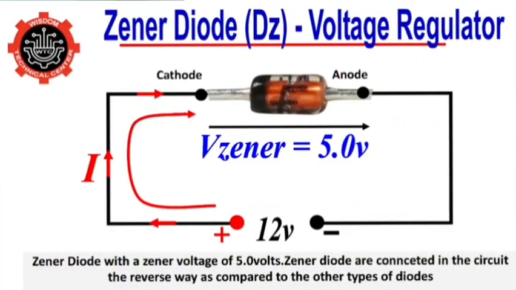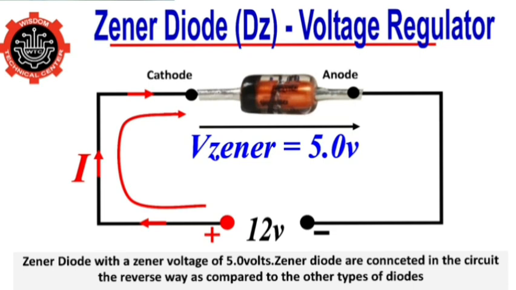Zener diodes are always mounted or connected in the circuit the reverse way. We will use this diagram to really explain this. On this other diagram, we have another Zener diode, but this time it is a Zener diode with a Zener voltage of 5 volts. And the diode is connected the real way this Zener diode is supposed to be connected. That is, the current passes through the cathode to reach the anode.